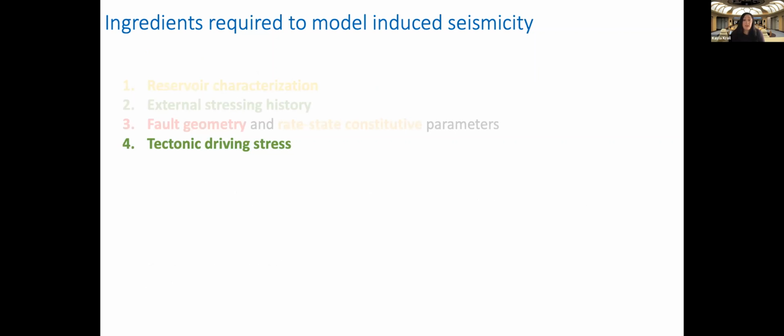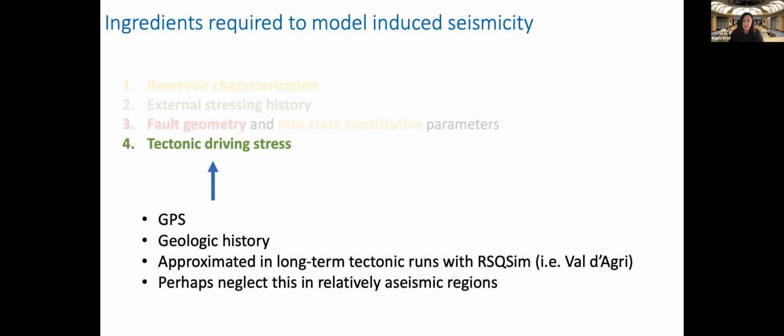The next thing we need is to have some idea of the tectonic driving stress. In seismically active areas, this is commonly done from GPS or geologic data, though they may not agree. But in poorly understood areas, this may be a challenge. So yesterday we saw an example where for the Val d'Agri oil field in Italy, they used RSQSim to perform long-term simulations of tectonic seismicity and then history match that with observed seismicity to get some idea of what the long-term tectonic stressing rates might be. Or as I'll present here today, we may just neglect this property completely because induced seismicity often occurs in regions like crustal interiors that are relatively aseismic.